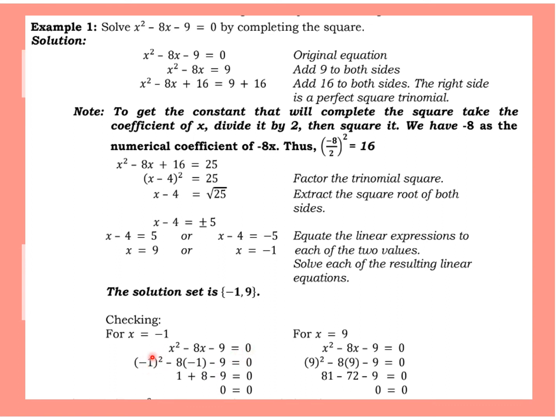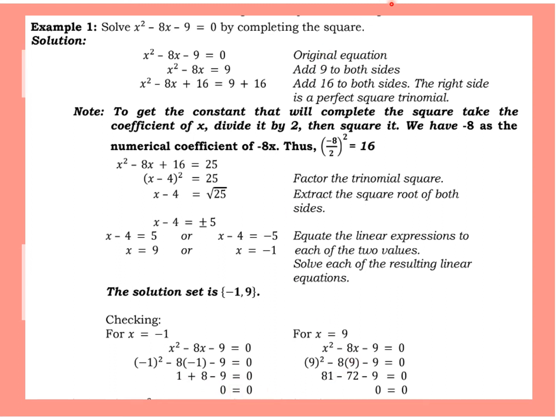So, negative 1 times negative 1, that is positive 1. Negative 8 times negative 1, that is positive 8. Minus 9 is equal to 0. 8 plus 1, that is 9. 9 minus 9, that is equal to 0.